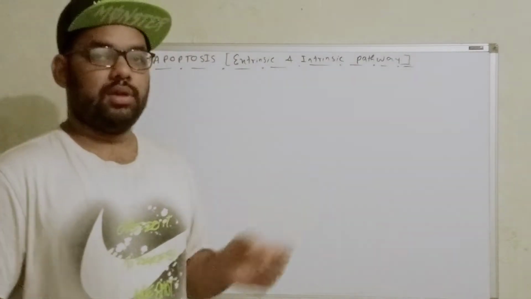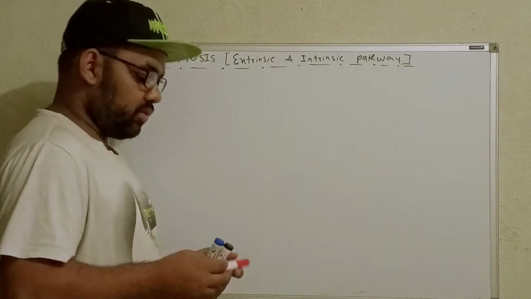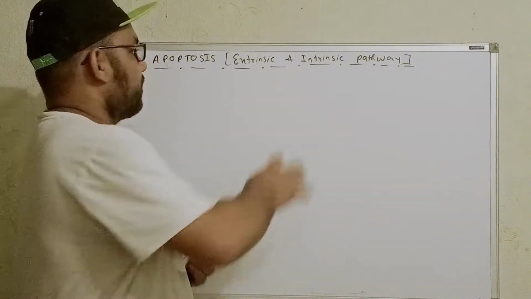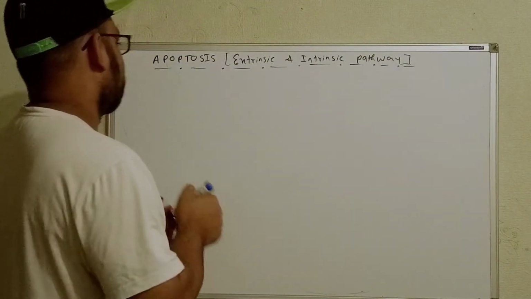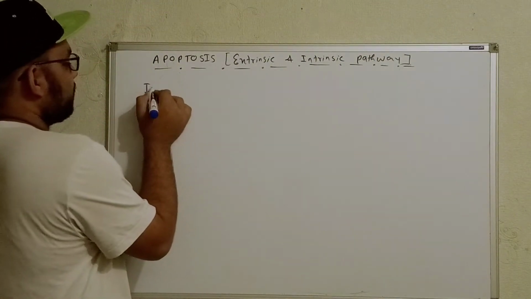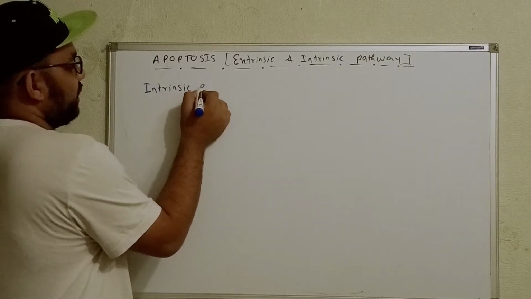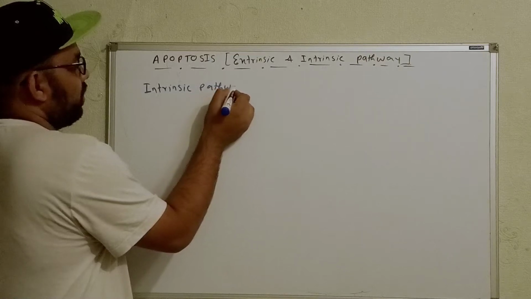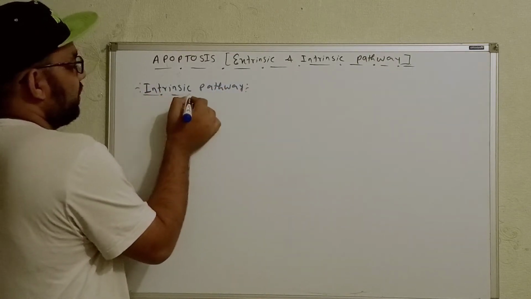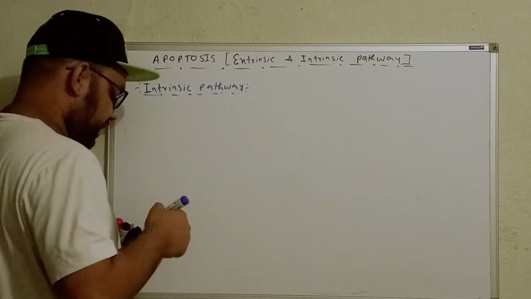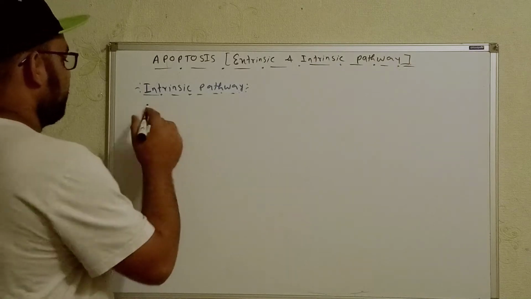Okay, the pathways. If we start in terms of the extrinsic and intrinsic pathway, we will get the two types of the pathway I have already written over here, the extrinsic and intrinsic. So first I will talk about the intrinsic pathway. Let me write it over here, the intrinsic pathway. See, in my first video I have already shown that, for example, if I consider this is the mitochondria.